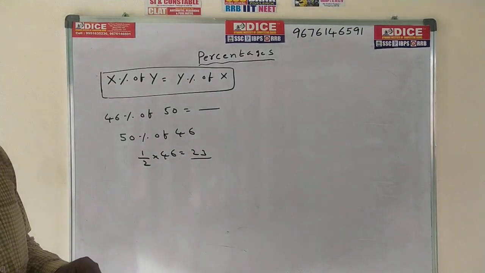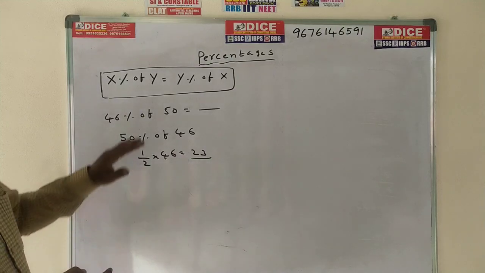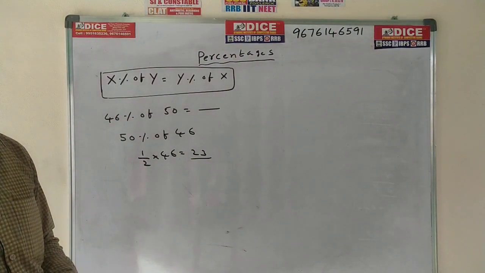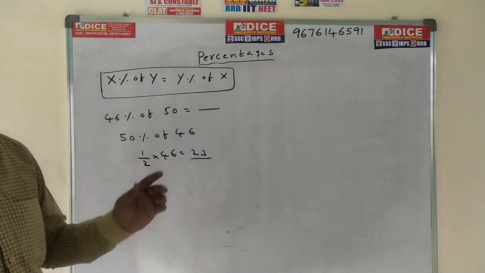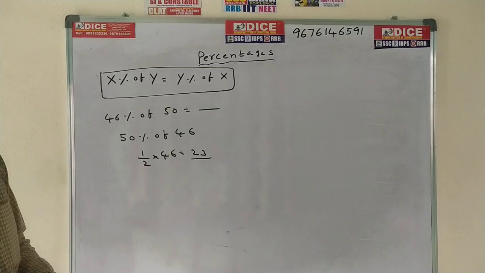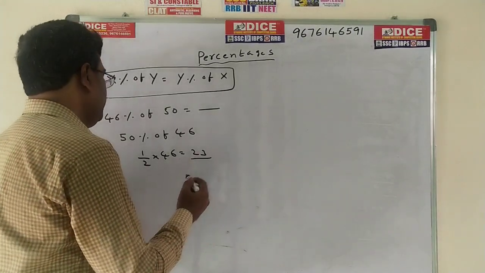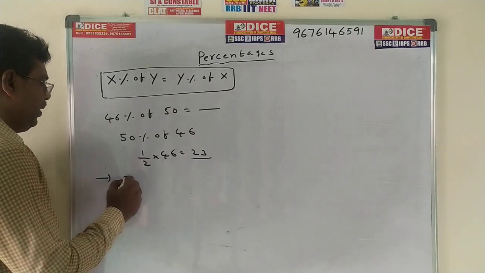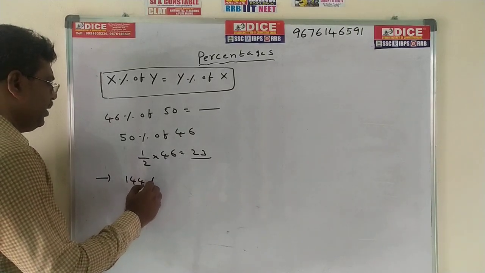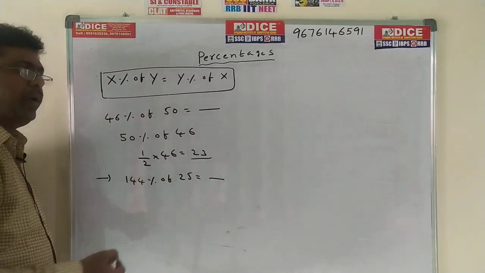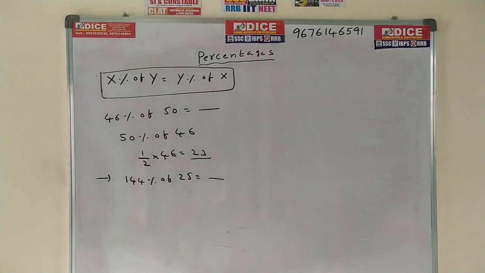So we can do the problems in an easy way if you know the formula: x% of y is also equal to y% of x. It is very easy for you to do the problems. Suppose I give you another example: 144% of 25 is equal to dash. Do it, you can try it.